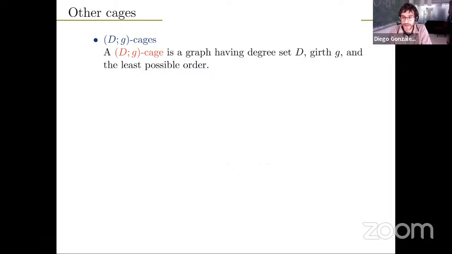Okay, so I'm going to finish this talk with some other generalizations of cages. The first one is the DG cage. If we relax the regularity degree condition of a (k,g)-cage, we can have the DG cages, that are graphs whose degree set is D, have girth g, and have the least possible order.